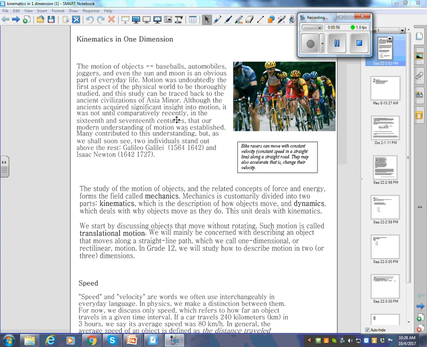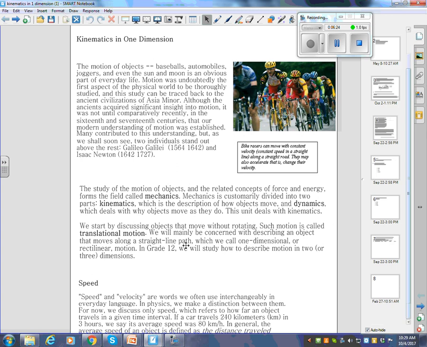Although the ancients acquired significant insight into motion, it was not until comparatively recently, in the 16th and 17th centuries, that our modern understanding of motion was established. Many contributed to this understanding, but as we shall soon see, two individuals stand out above the rest, and they are, of course, Galileo and Newton. And interestingly enough, Newton was born the same year that Galileo died. If you believe in that sort of thing, it's certainly a possibility.